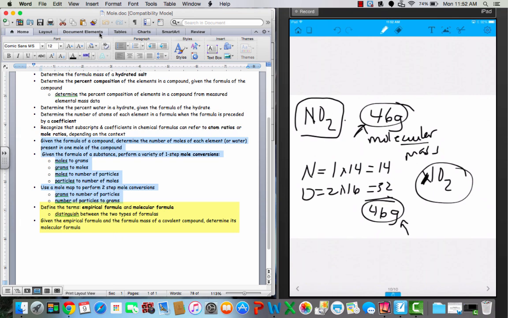If instead it was 46, let's say it was 92 for the molecular mass, well, 92 divided by 46 would give me 2. So what I would have for a molecular formula is N2O4. Alright, so hopefully that helped.